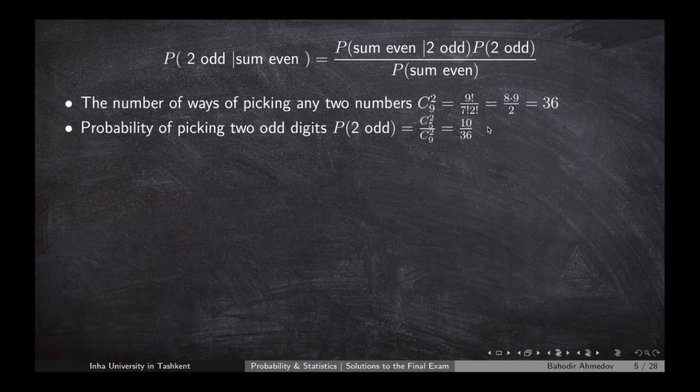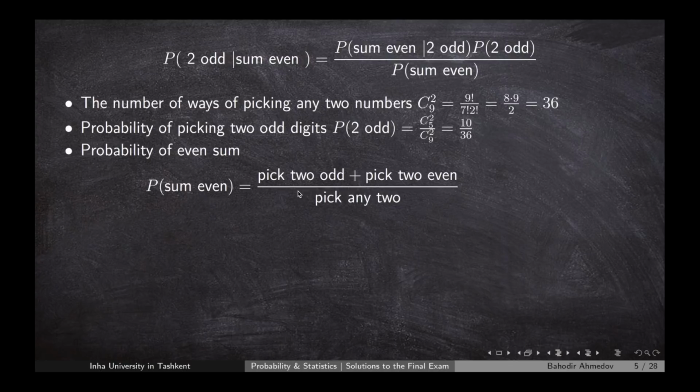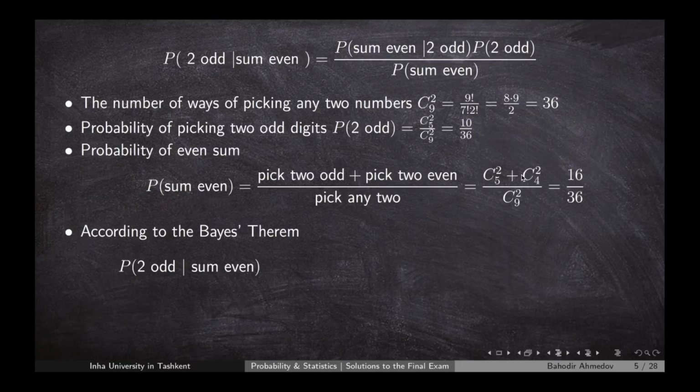And the probability of choosing even digits is going to be like 2 probabilities, right? So either picking the odd digits plus picking the even digits, and divide this by the number of the ways of picking any 2 digits. It's going to be the probability of the sum being even. So this is going to be the combination 5 and 2 plus combination 4 and 2. It's the number of the ways of picking 2 odd digits. This is the number of the ways of picking 2 even digits. Divide this by the number of the ways of picking any 2 digits. It's going to be 16 over 36. Then I put everything here.